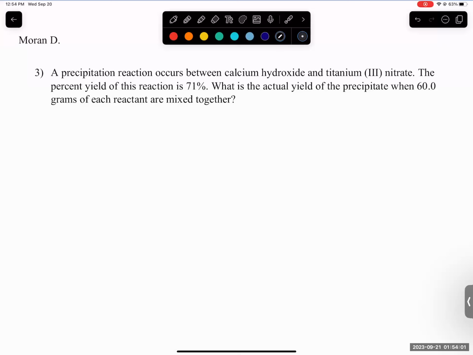All right, y'all ready to go? Let's do it. So, a precipitation reaction occurs between calcium hydroxide and titanium 3 nitrate. The percent yield of this reaction is 71%. What is the actual yield of the precipitate when 60 grams of each reactant are mixed together? So, step number 1, what will it be?